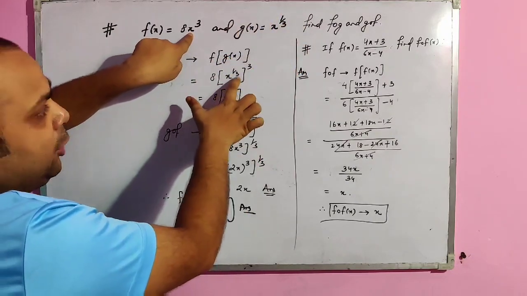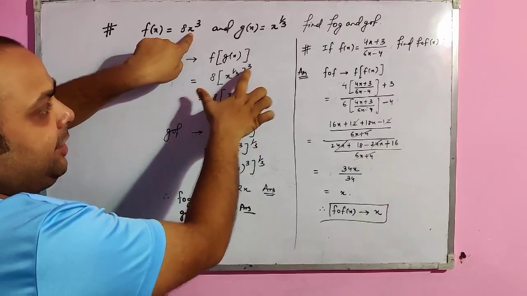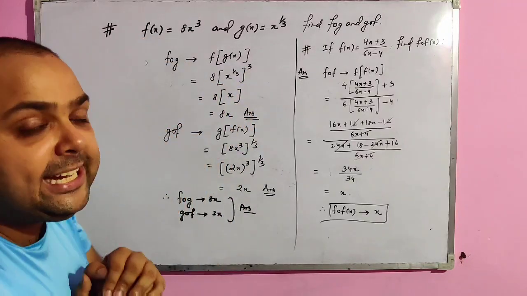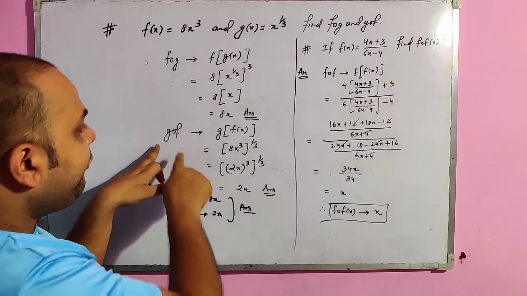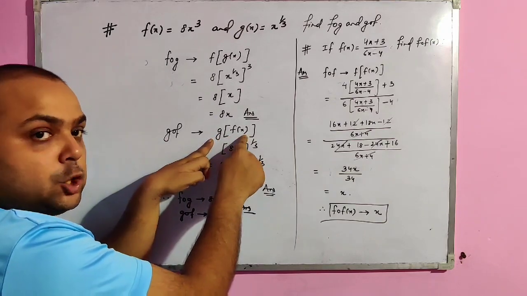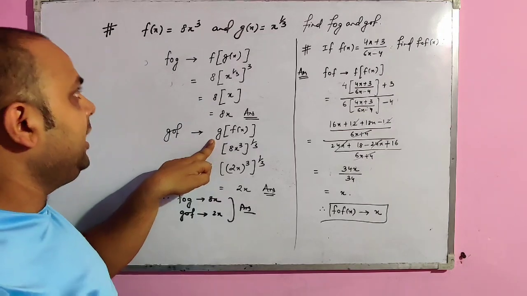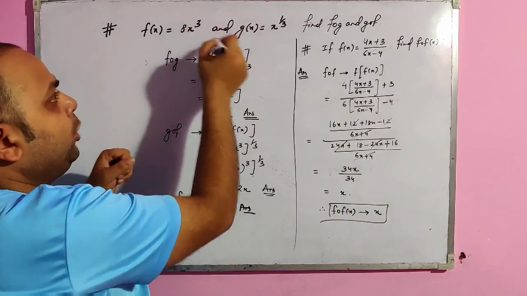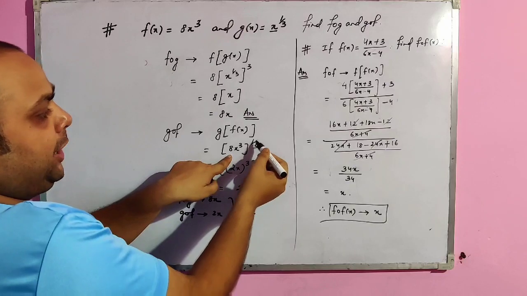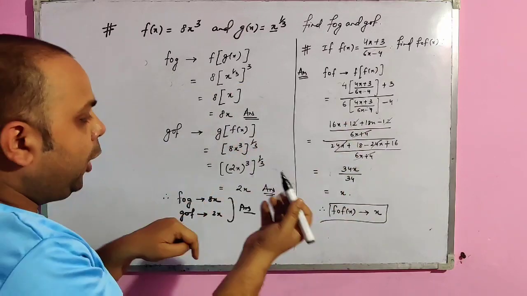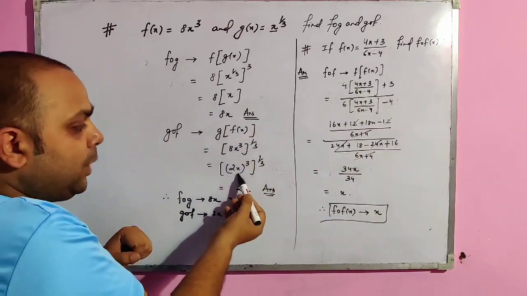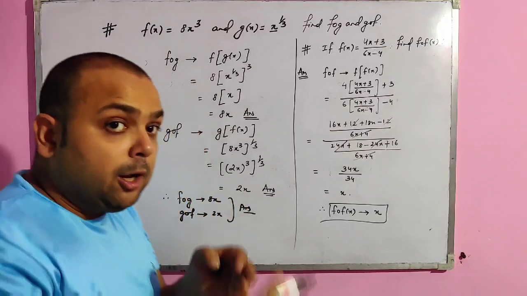I have put it. Now power and power cancel out here, 3 and 3, so we get the final answer 8x. In gof it is g(f(x)), so I have substituted the complete value 8x to the power 3 in place of x. Putting 1 by 3 aside, now 8x cube can be written as 2x to the power 3 whole cube.